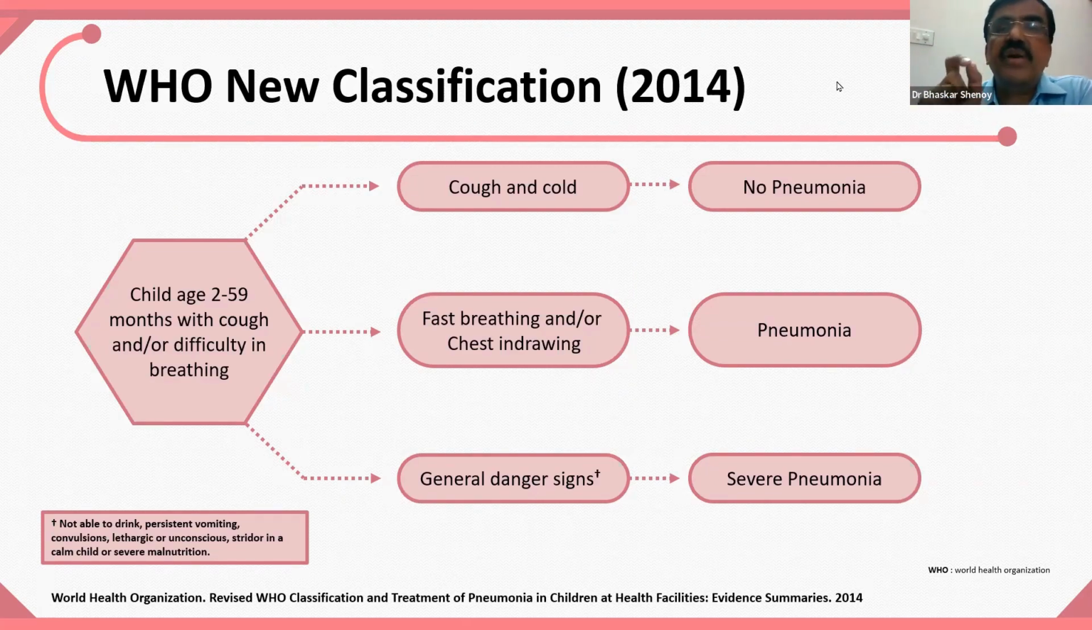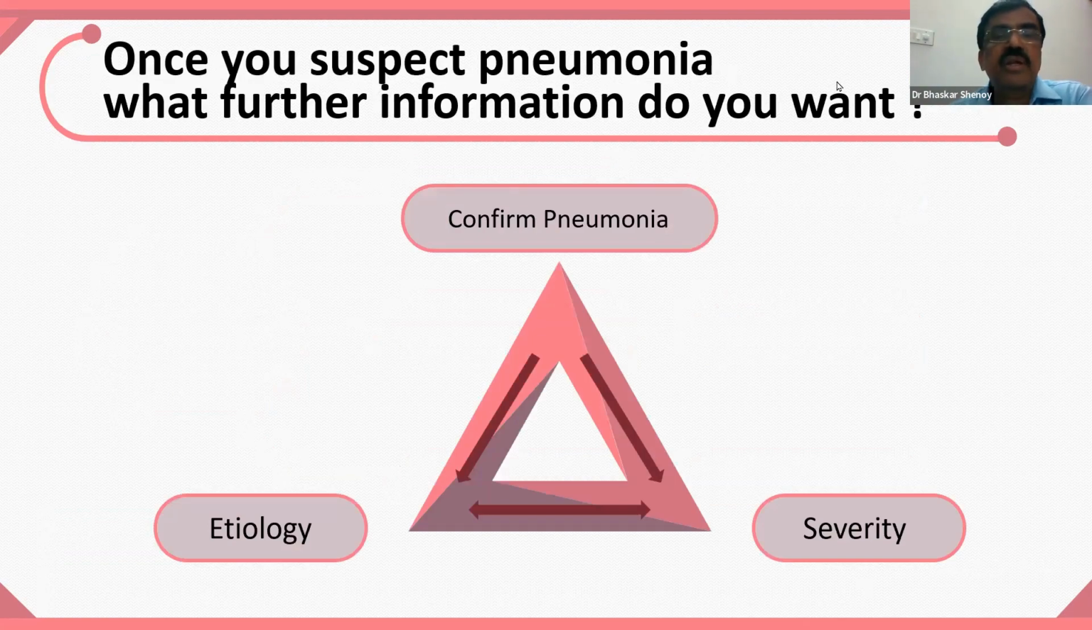If the child has cough and cold only, there is no pneumonia, but with fast breathing and chest indrawing, it is pneumonia. And the danger signs, like the child is not able to drink, persistent vomiting, the child is lethargic, unconscious, stridor, or a child who has severe malnutrition, they are all called severe pneumonia.